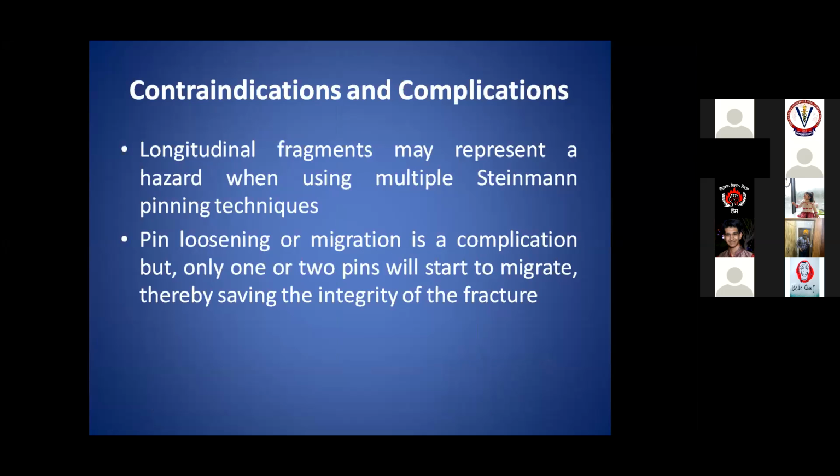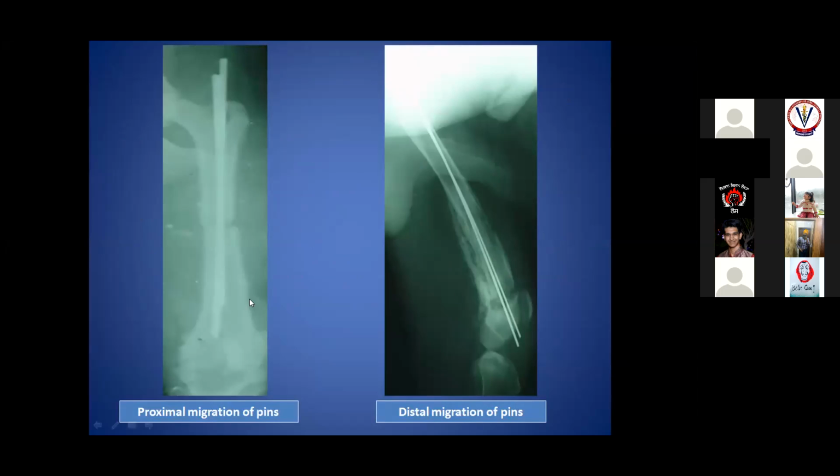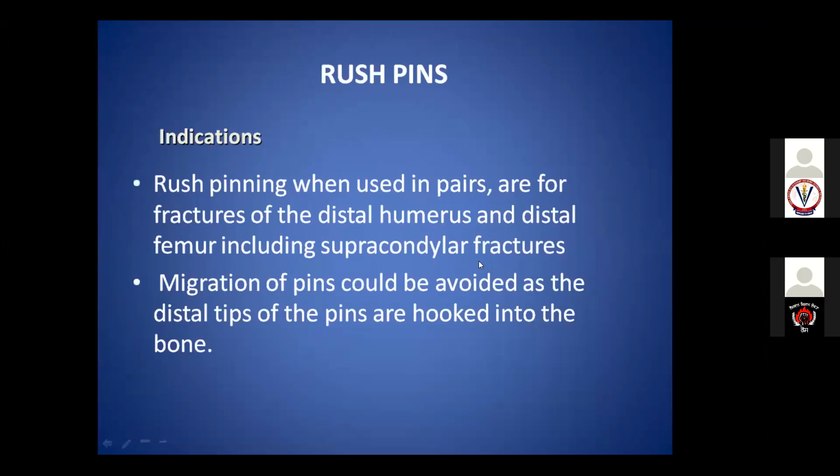Now, where we should not use this multiple pinning is in longitudinal fragments. Pin migration or loosening is a complication. And like the single intramedullary pin, if the animal is highly aggressive, migration can also happen with a stack. So this is again stack pinning. This is the fracture line, and there is a proximal fragment. Migration can happen proximally, or migration can happen distally also. We are using more than one pin, and the pins have migrated distally. Okay, this is one complication.